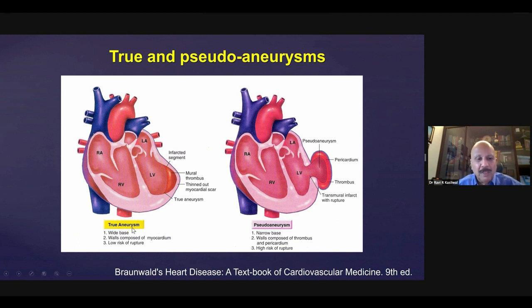A true aneurysm has a wide base, walls composed of myocardium, and low risk of rupture, whereas a pseudoaneurysm has a narrow base, walls composed of thrombus and pericardium, and a high risk of rupture. Once you have seen that the wall is ruptured, and nature has sewn a pericardium around him, this is the time to do a quick angiogram and ask the surgeon to do the rest.